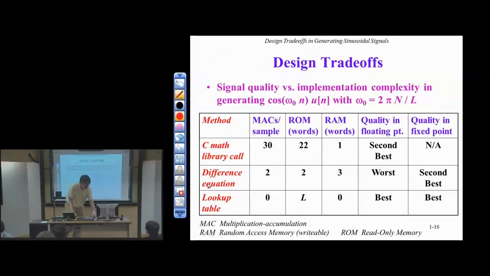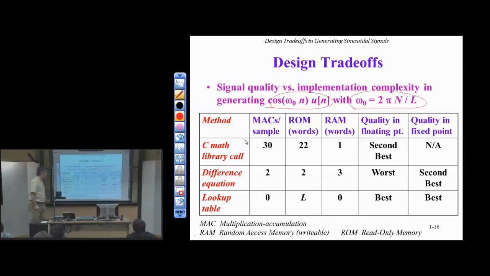Okay. So to summarize the design signal quality versus design trade-offs, again, we want to generate a cosine, one-sided. The discrete time frequency has the following form: 2 pi times capital N over capital L, where capital N and capital L are positive integers. And here are the 3 methods: C math library call, difference equation, lookup table. MACs here refers to multiply accumulate operations.